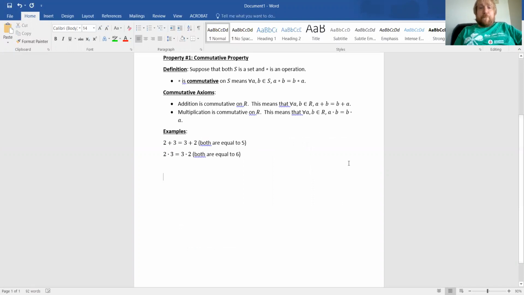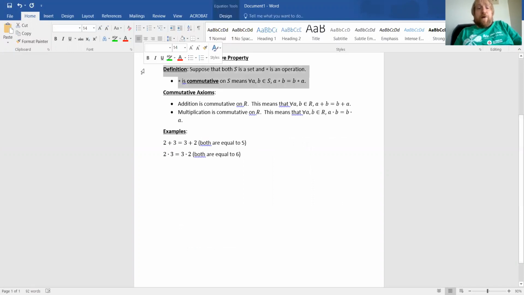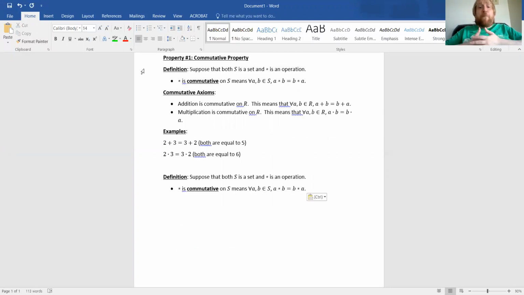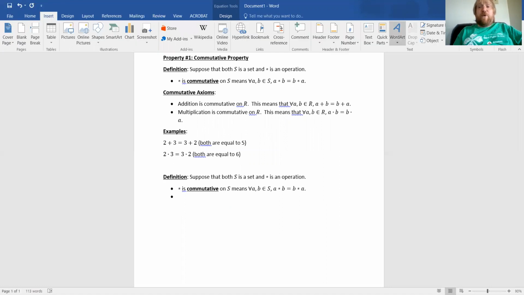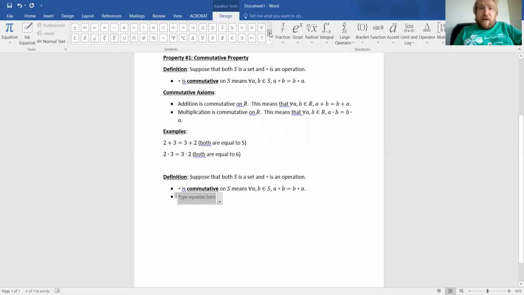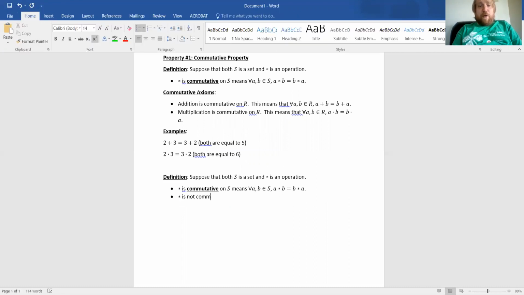So recall from before, the commutative property was defined as: an operation is commutative on a set means for every A, B in the set, A star B equals B star A. Once we know what the definition is, we can do the negation. We can define what it means to be not commutative. And to do that, we say star is not commutative on S.